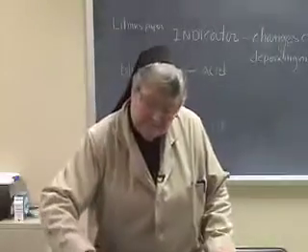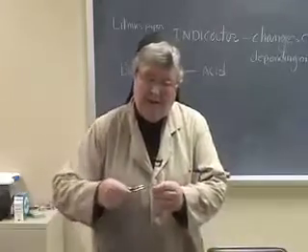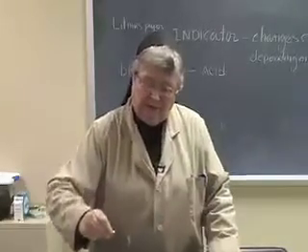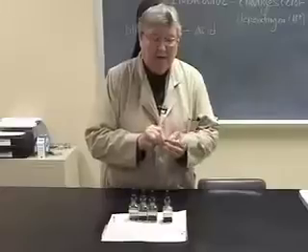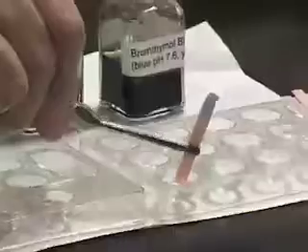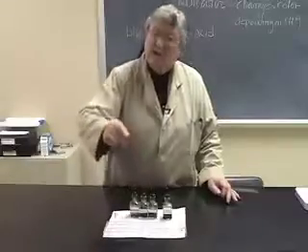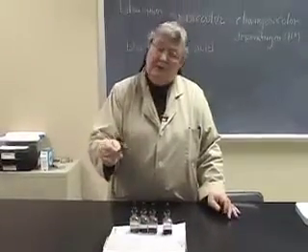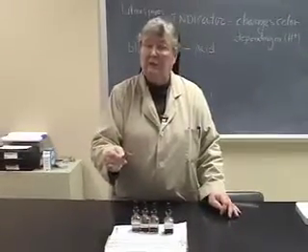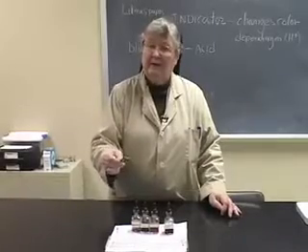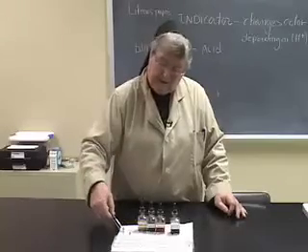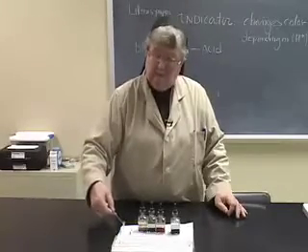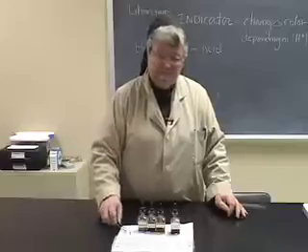Let's try that. Here's red or pink, and we're going to put that in base, and sure enough, the red goes blue. Blue is for base. We're going to put the other end in acid, and no change. So with regard to litmus paper, if you put pink litmus paper in base, it will go blue. Pink in the base goes blue. If you put blue litmus paper into acid, blue to red, acid.